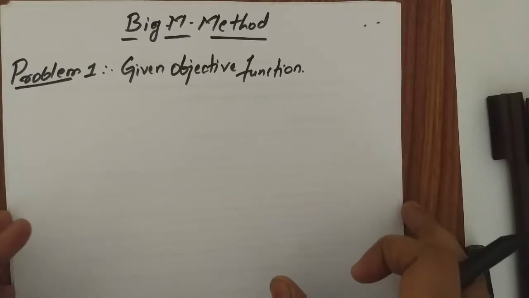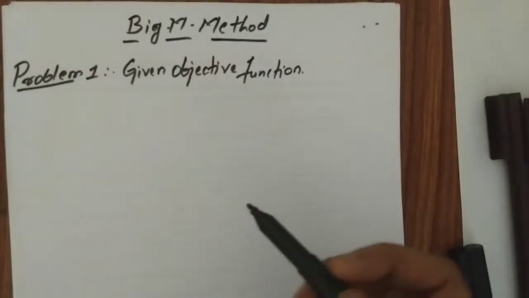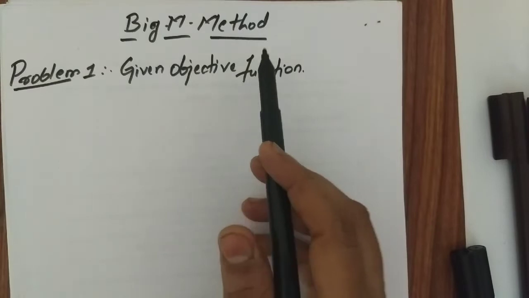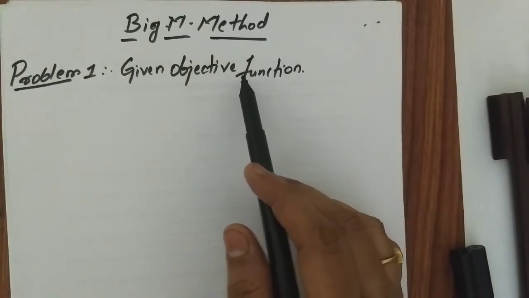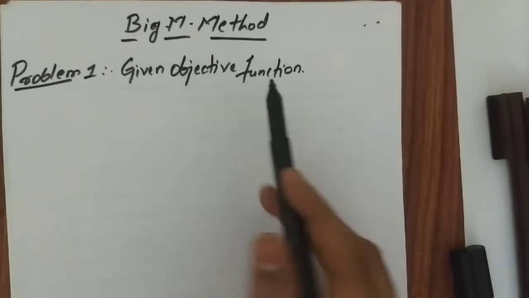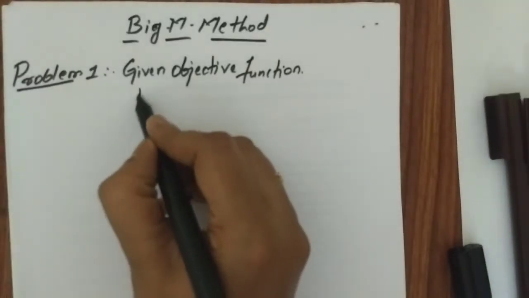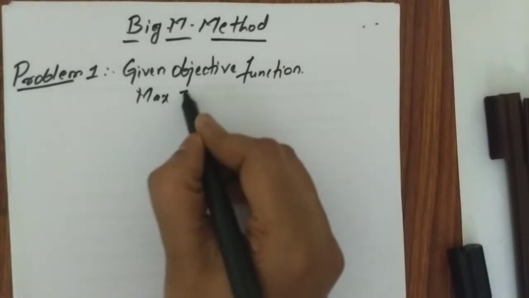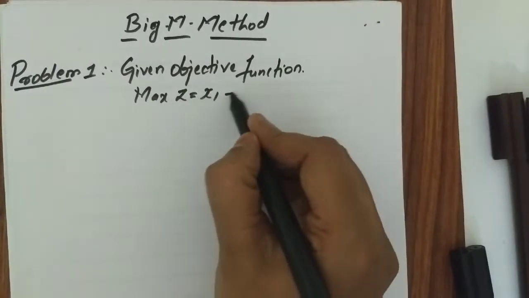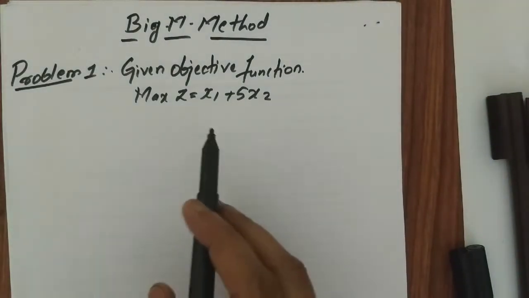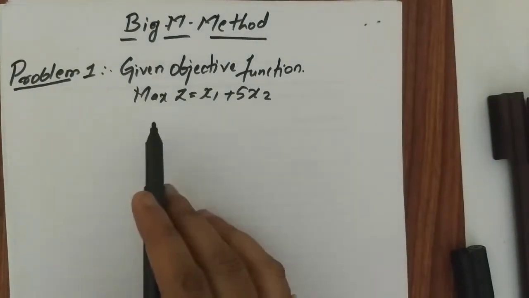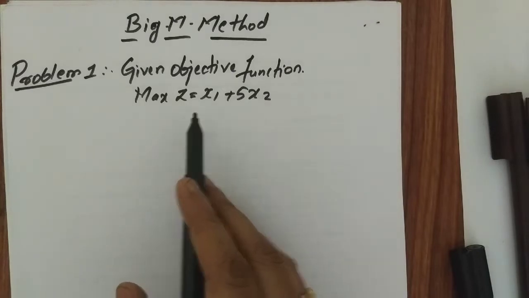Hi everyone, in this video we are going to learn the Big M method, understanding the concept with a basic example. So the problem is, given an objective function, max z = x1 + 5x2. Here it is an LPP problem where we need to maximize the given objective function.